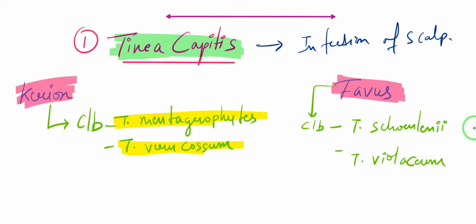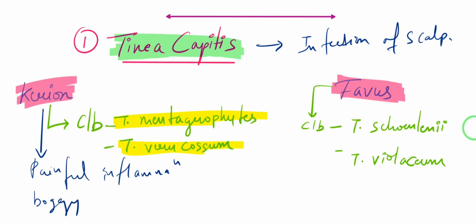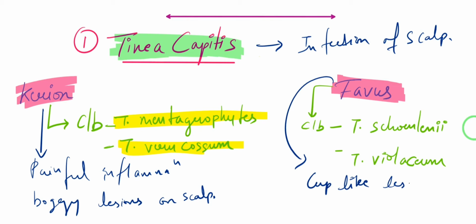In kerion there is painful inflammation of the scalp, causing boggy lesions. And in case of favus, there is a cup-like lesion, also known as scutula, which is formed around the infected hair follicle.